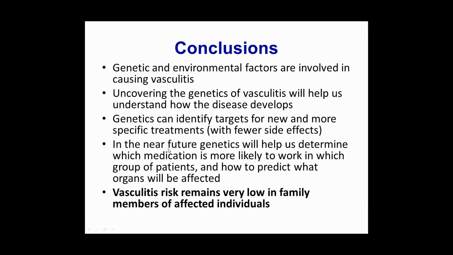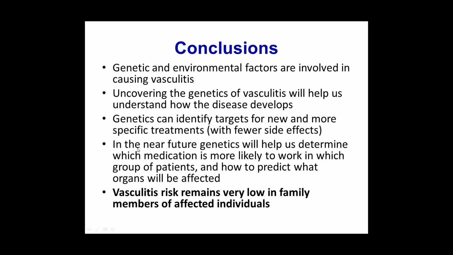Now, once we understand the genetic variation between individuals within the disease based on the subphenotype, meaning patients with GPA who have kidney disease versus patients who don't have kidney disease, patients who have more lung disease versus patients who don't have much of a lung disease, then we can also make specific treatments that will work specifically for specific groups of patients based on their phenotype.